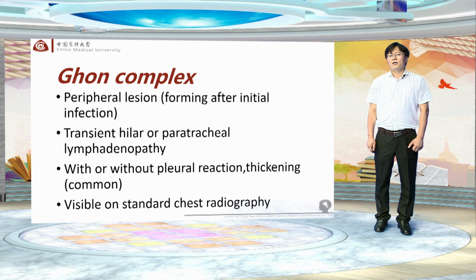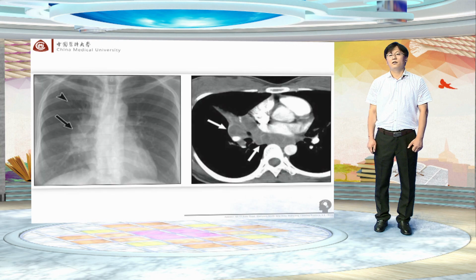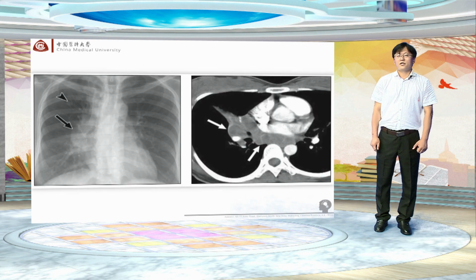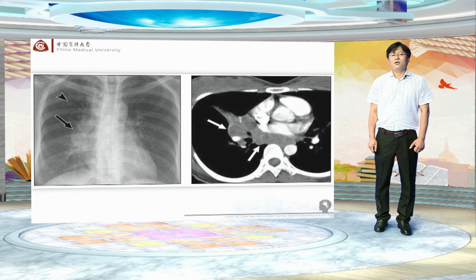Ghon complex is visible on standard chest radiography. This chest X-ray on the left side clearly shows the peripheral lesion as indicated by the arrowhead, and the enlarged lymph nodes, or lymphadenopathy, indicated by the arrow. On the right side, we can see the CT scan of the same patient. The white arrow shows the enlarged hilar lymph node.